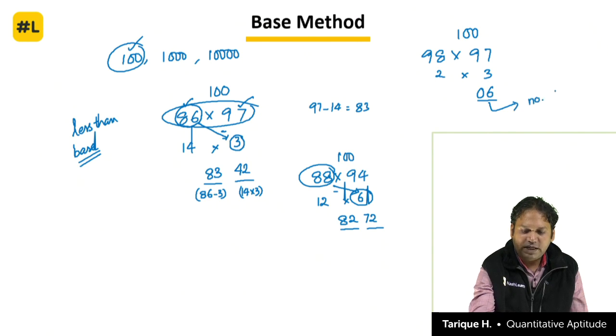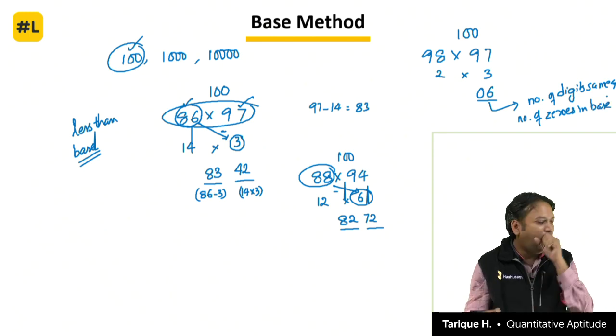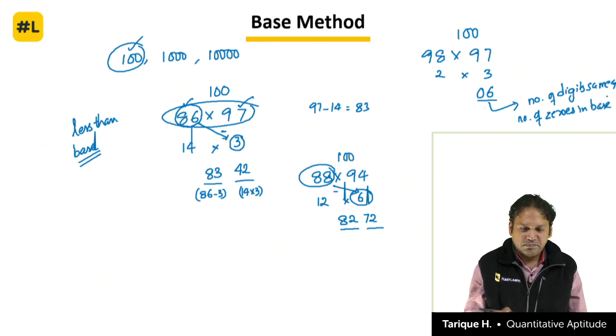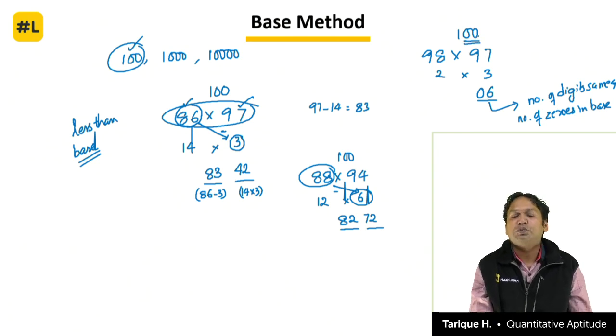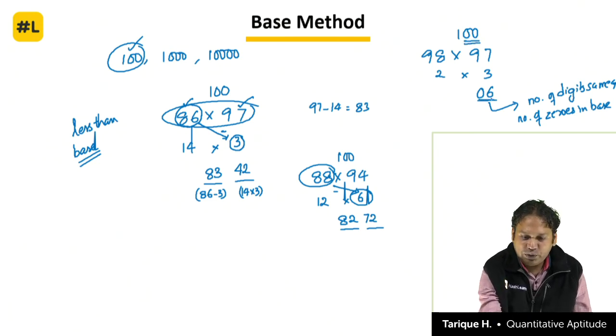Number of digits, you see, the number of digits is the same as the number of zeros in the base. Excuse me. You see here in the base how many zeros are there? 2. So, here also we need 2 digits.